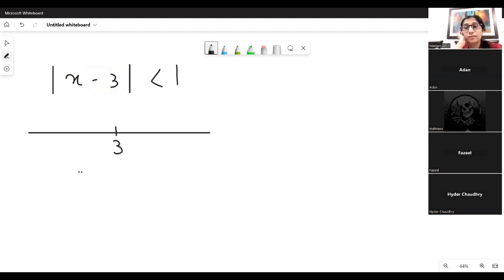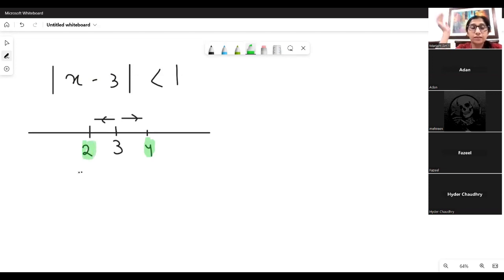Now x is that value whose distance from 3 is 1. So what is going to be the possible values of x? X is that value whose distance from 3 is 1. 2 and 4. या 2 है, 1 डिस्टेंस इधर से, या 1 डिस्टेंस इधर से, तो 4 आ. तो क्रिटिकल वैल्यूज तो आ गई 4 and 2.